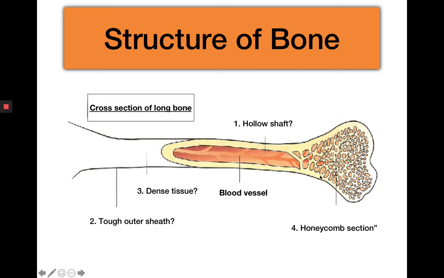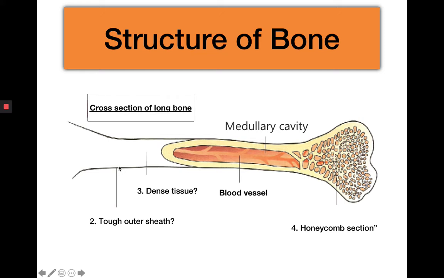These all have different names. So let's have a little look at what 1 is pointing to. 1 is pointing to the medullary cavity. And this is that hollow center point in the shaft of long bones. So in the diaphysis of long bones, we have this hollow center, and that's the medullary cavity.